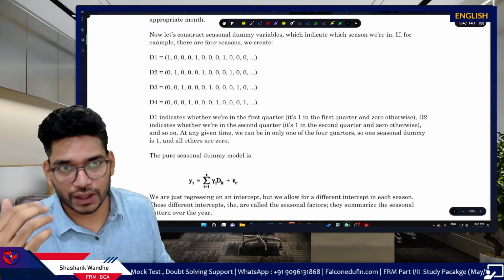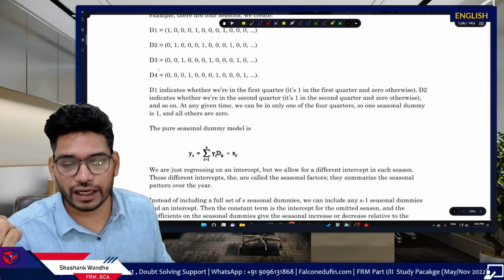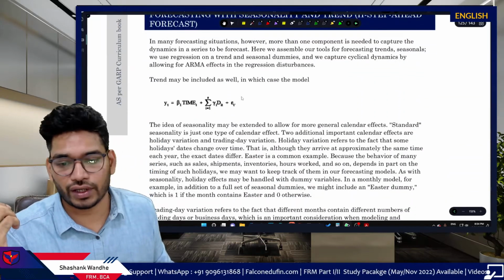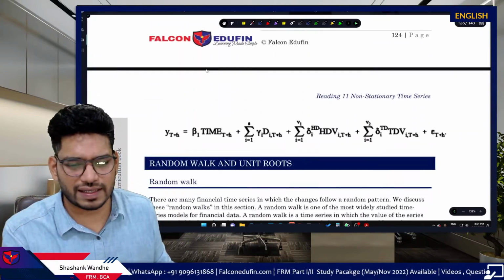Seasonality is modeled using dummy variables, and this is how its model works. Then forecasting with time series and trends. So this is something you have to understand and remember.